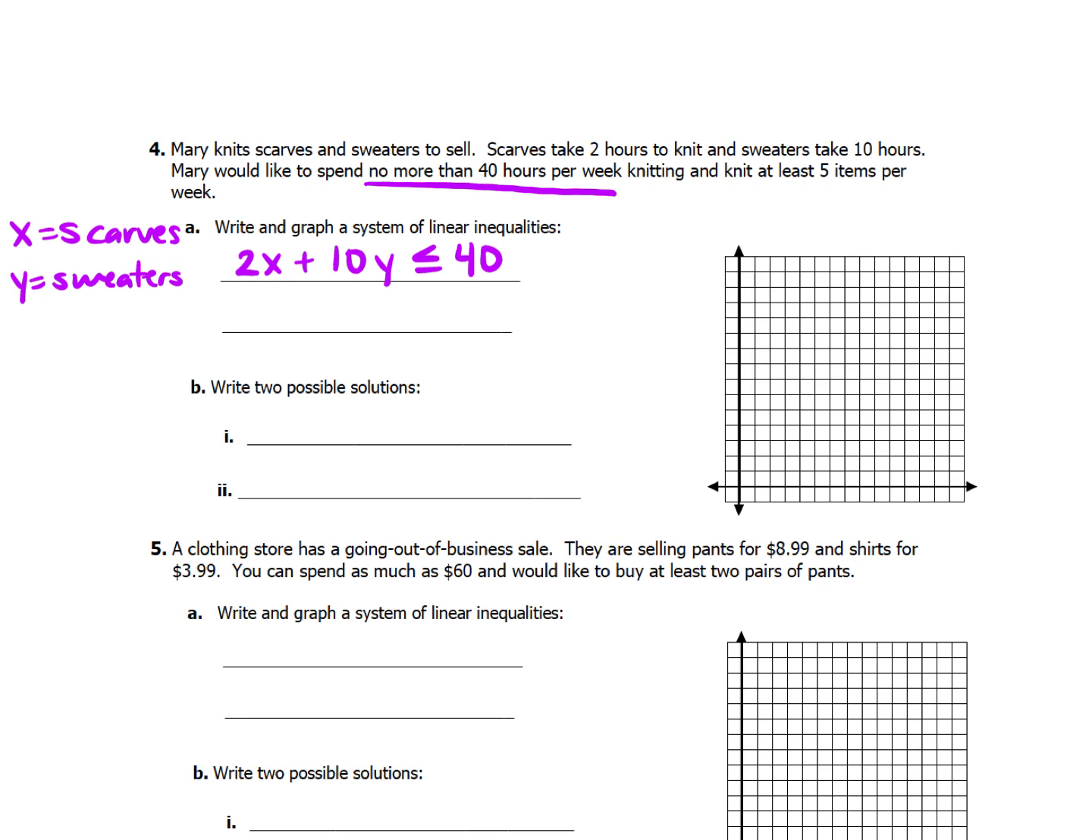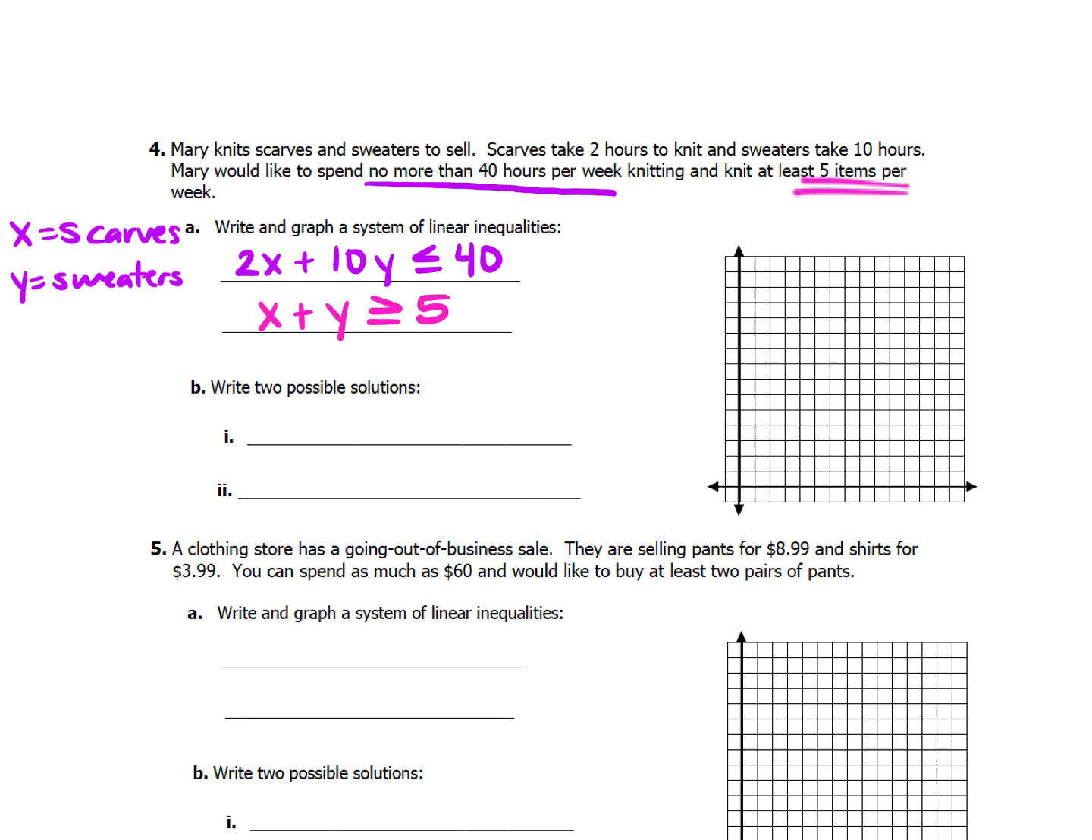The other one is dealing with how many items to make. What do you do with that? X plus Y. She wants to knit at least 5. What's your inequality there? Greater than or equal to, because she could make exactly 5. So X plus Y is greater than or equal to 5. Okay? Okay, now this is where it gets tricky.